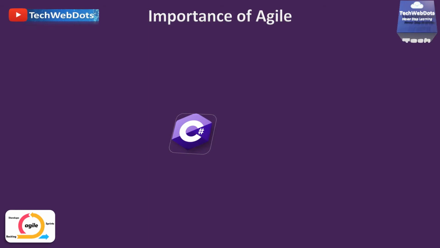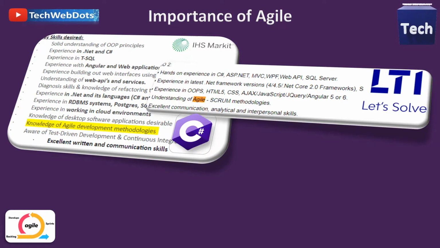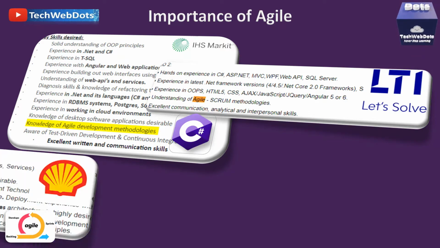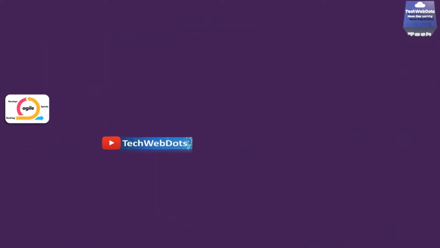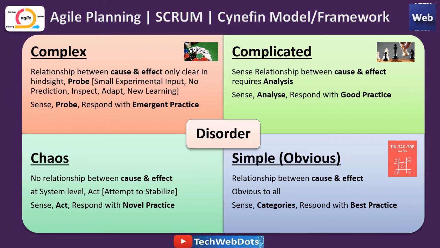I have already discussed the importance of Agile, but if you are new to this session, in most of the Fortune 500 companies, when there is a requirement for a C# engineer, developer, senior architect, or at any level, you will see Agile is one of the required skills. That's why I am discussing this. Now you can see this is the one that I am going to explain, and we call it Agile planning or Scrum or Cynefin model or Cynefin framework.